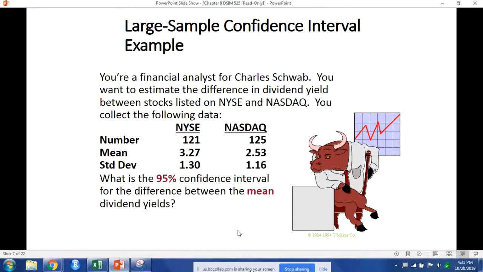So let's do an example of a difference in means confidence interval and hypothesis test. You're a financial analyst for Charles Schwab. You want to estimate the difference in dividend yield between stocks listed on the New York Stock Exchange and the NASDAQ. You collect the following data. You have sample sizes of 121 and 125, means of 3.27 and 2.53, and standard deviations of 1.30 and 1.16. What we'd like to know is what is the 95% confidence interval for the difference between the mean dividend yields.